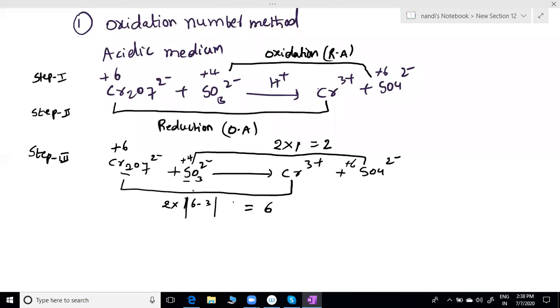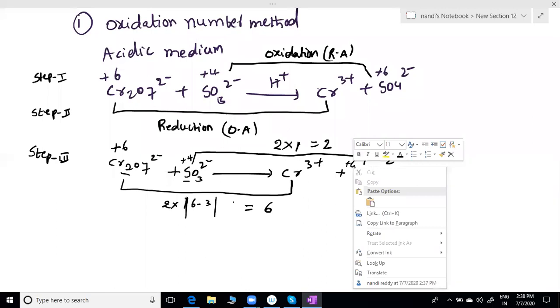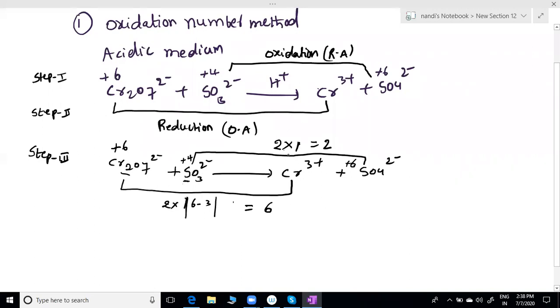Completed? I hope. Any doubt here? N factor calculation: change in oxidation number is the n factor. Here +4 and +6. What is the difference here? 2. How many sulfurs participating? Only 1. That's why 2 into 1, 2. Here +6 and +3. Difference how much? 6 minus 3, 3 only. How many chromium participating? 2, so 3 into 2. 6 is the n factor.